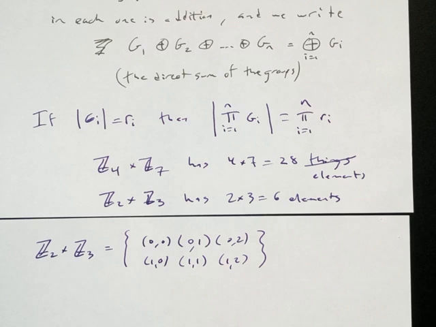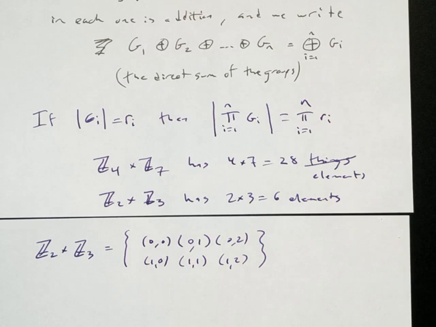Question. What group did we do that for? You wrote notes. You made pictures. You were all here. I did not hallucinate you into being. The generating set in Z6 of 2 and 3. We did it with the generating set of 2, 3. We also did it with a generating set of just 1, didn't we? Yeah. But it was still Z6, right?